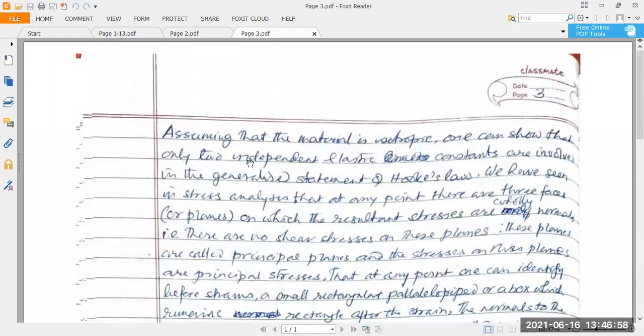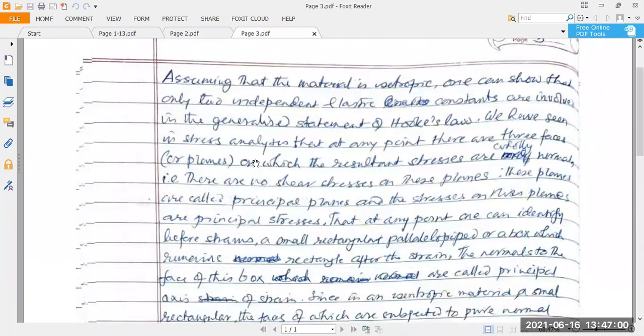Now, let us assume our material concerned is isotropic. So we can say that only two independent elastic constants are involved here in the general form of Hooke's law. We have seen that only two independent elastic constants exist there.